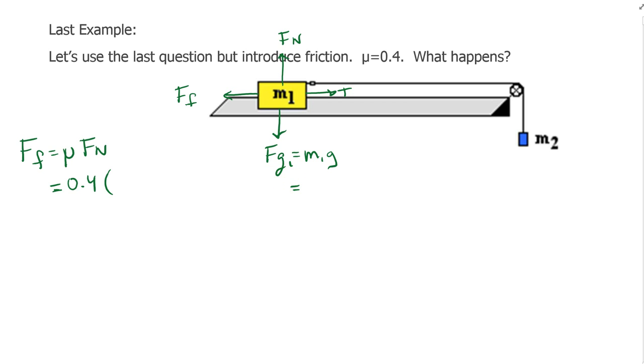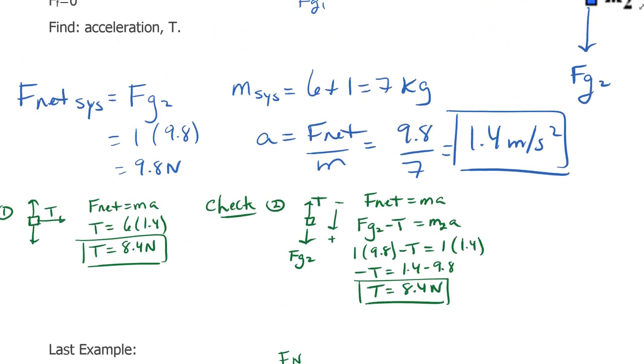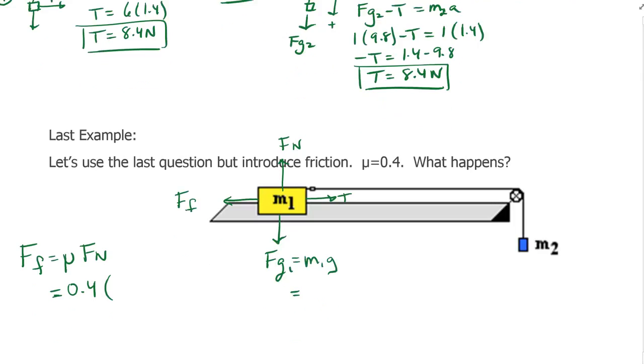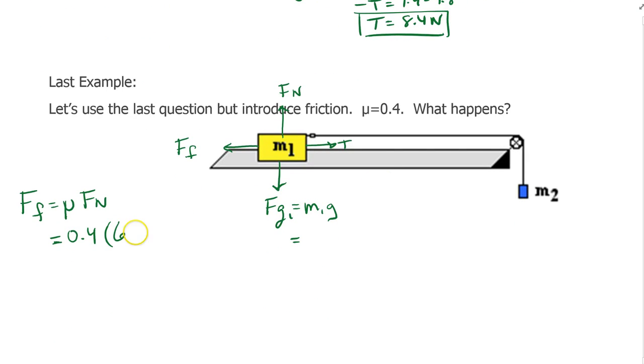Object number 1, what is object number 1? Is 6 kilograms multiplied by 9.8. So this force of friction, pardon me, will be 23.52. Looking at our other ones here, we have this tension force upwards, and we have this force of gravity number 2. The object number 2, force of gravity number 2, this was only 1 kilogram.